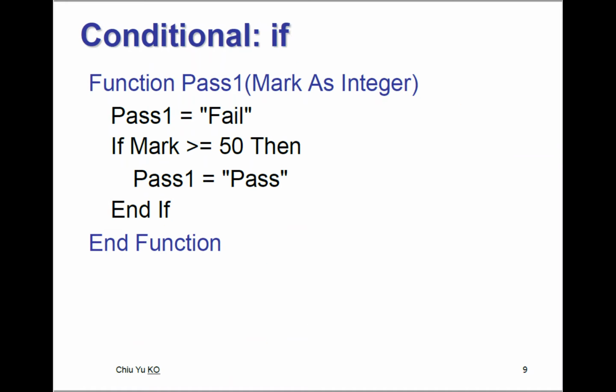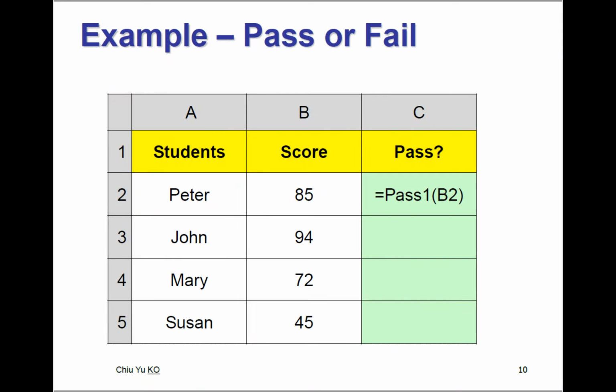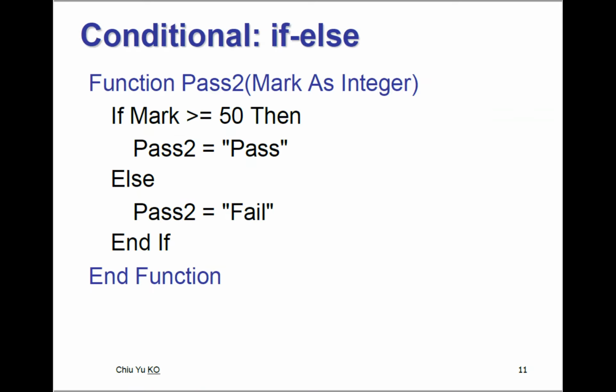And one way to do it is using the following VBA function. We set it to fail at the beginning, and if more than 50, then set it to pass. It is one way to do it, and this is how you write the formula, then you should get the same result. Alternatively, you can set the following using an if-else statement. Say if more than 50 it is pass, otherwise it will fail.